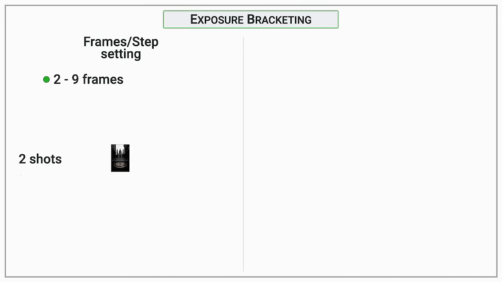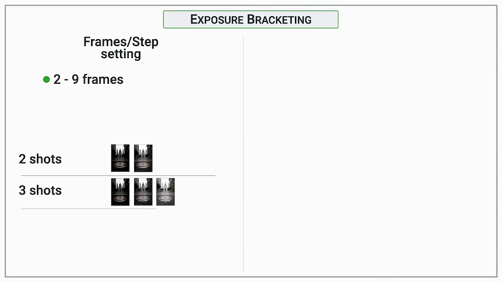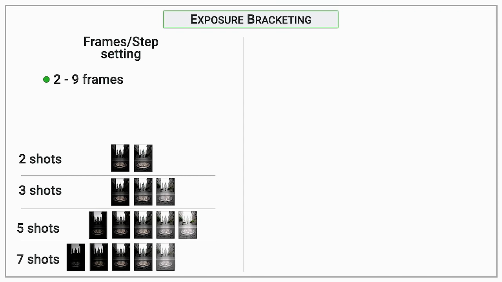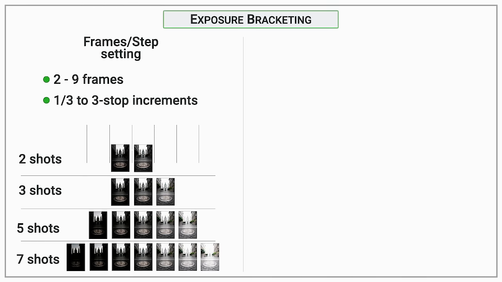So the particulars on this start with the frames and the step settings. You can choose anywhere from 2 to 9 frames. Traditionally, bracketing was always 3 frames. You shoot what you think is normal, 1 lighter and 1 darker. I like doing 5 if it's a pretty serious situation because that really covers you. But some people who are doing HDR will go up to 9 frames in that regard.